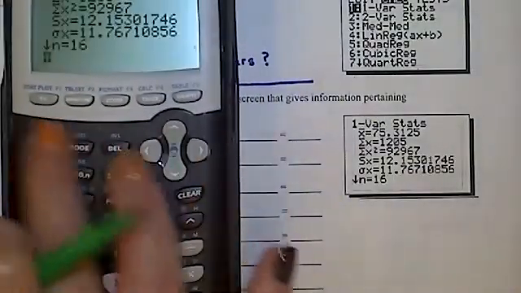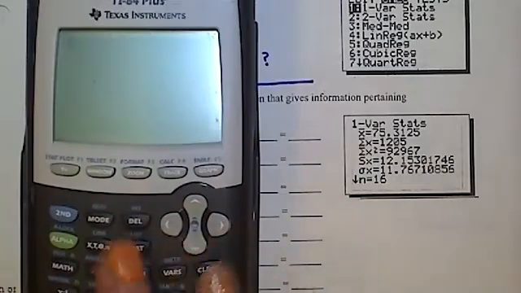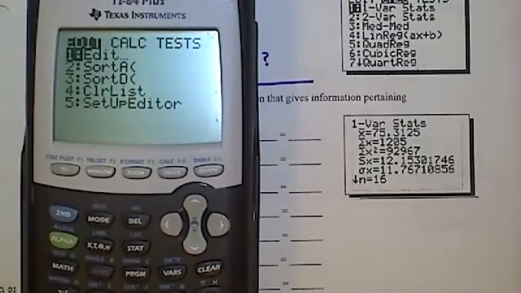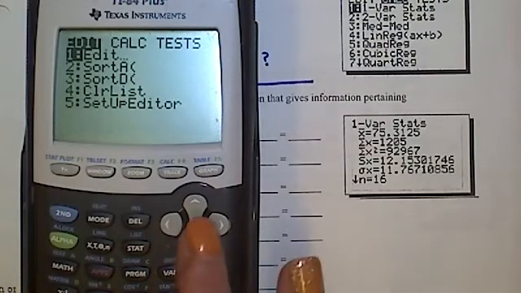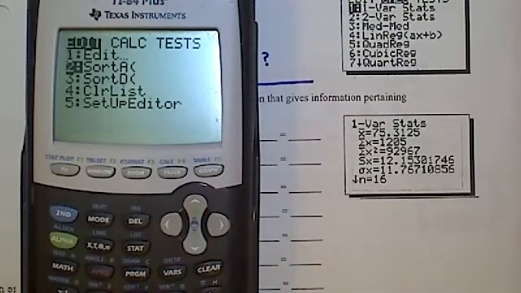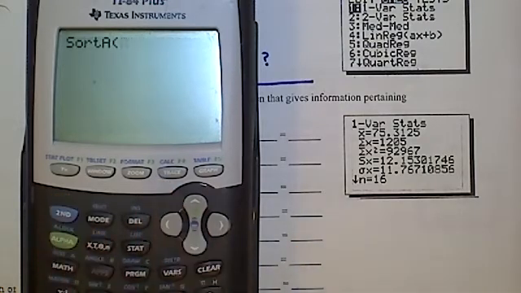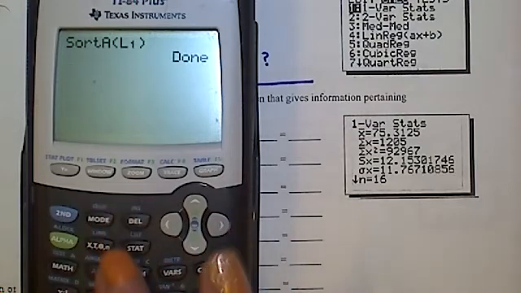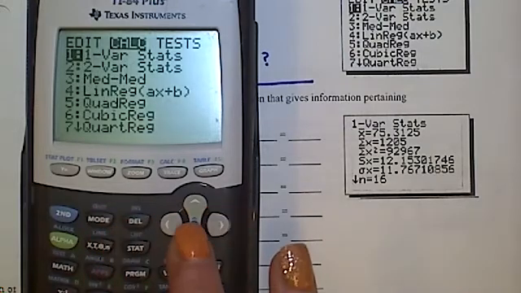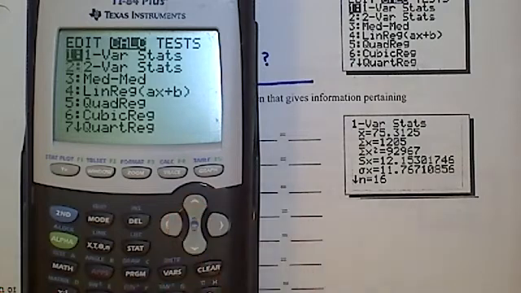Okay, as you are returning, when you type the values in, make sure you went to Stat and Enter and edited those. To sort those, you go to Stat again and you go to Sort A, and you do second L1, and it'll sort your data. Then you go back to your Stat, you scroll over to Calculate, and you go to number 1.